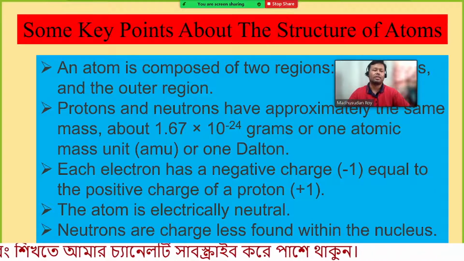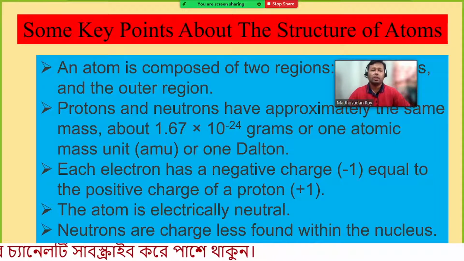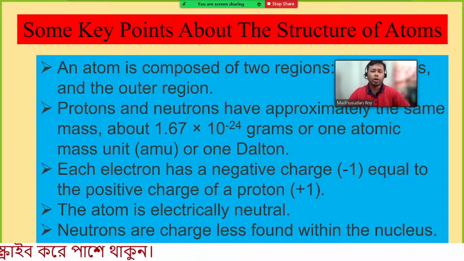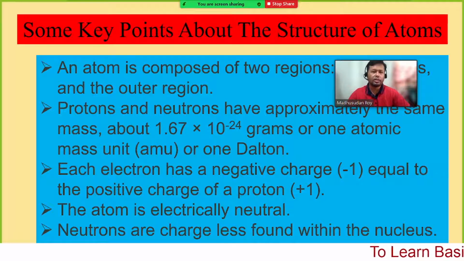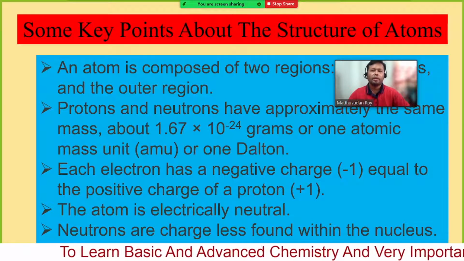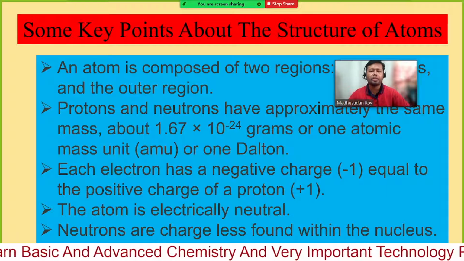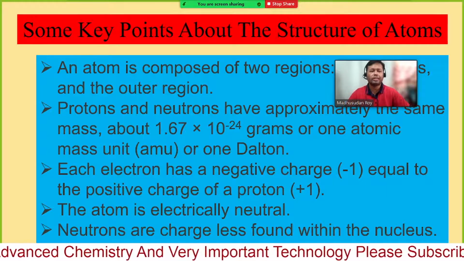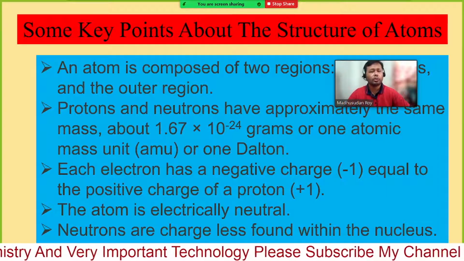Neutrons are chargeless, found within the nucleus. We know the nucleus is formed by neutrons and protons. The proton is positively charged, but the neutron is chargeless. Therefore if a nucleus has two protons and two neutrons, and outside it has two electrons, the overall charge is 0. The outer orbitals have 2 negatively charged electrons and the center has 2 positive charges.